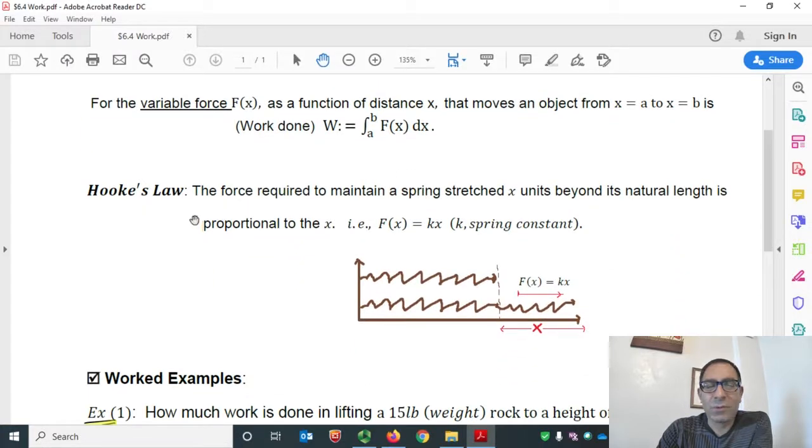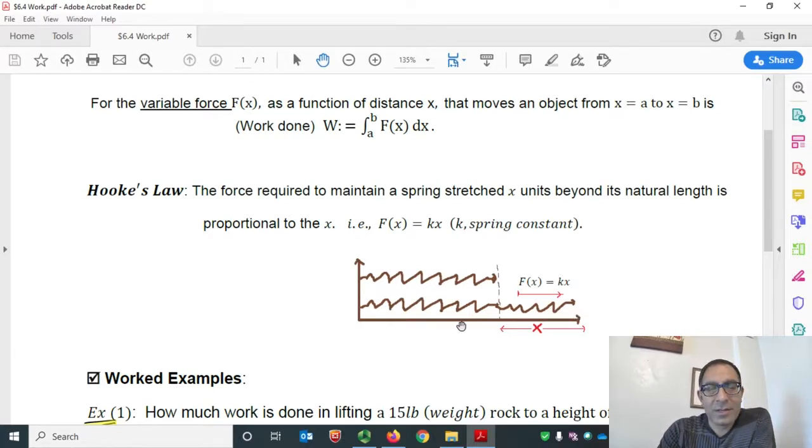Another definition is Hooke's law. The force required to maintain a spring stretched x units beyond its natural length is proportional to the distance x. So that is F(x) equals k times x, where k is the spring constant. Here, the top curve is the natural length of the spring. The bottom curve is the same spring stretched by x units beyond its natural length, so we use a force. That force is a constant times the distance, according to Hooke's law.